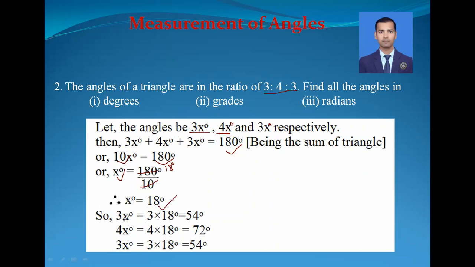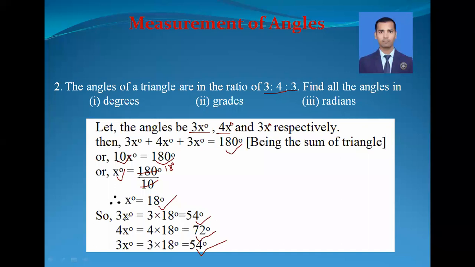That's why we can find the angles in degrees easily. So 3x is equal to 3 into 18, that is 54 degree. 4x is equal to 4 into 18, that is 72 degree. In the same way, 3x is equal to 3 into 18, that is 54 degree.